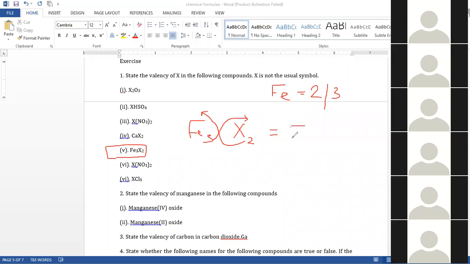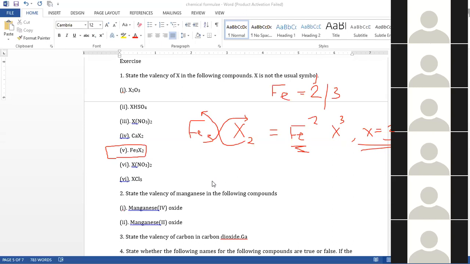So that means iron is 2, then X is 3. So we need to first confirm. Is the valence of iron correct? Yes. We have 2 or 3, so we are using 2. So in this case, what is the valence of X? 3. Perfect. So we agreed number 6 and 7, they are yours to do. Let me go to number 2.